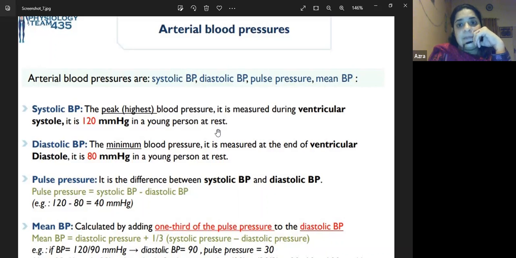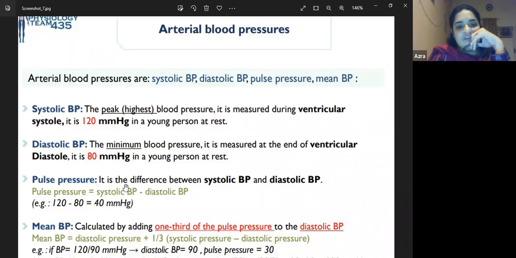When the person is taking a rest, his BP is 120. Now diastolic BP is the minimum blood pressure, and it is measured at the end of ventricular diastole. It is called 80.